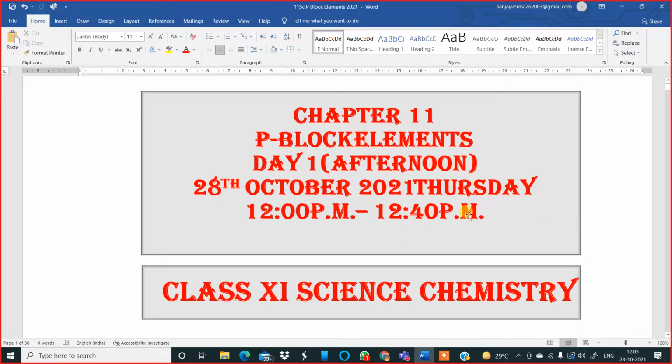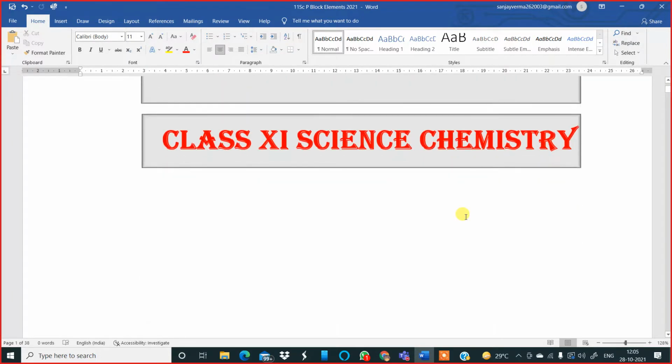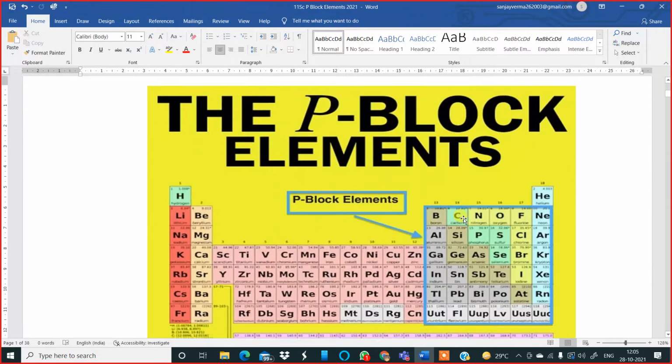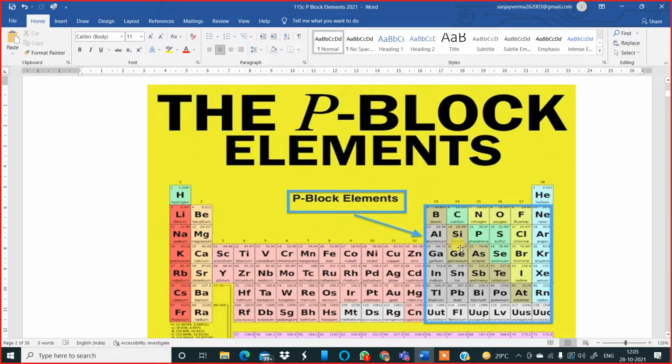Now, what are P block elements? How do you identify the P block elements in the periodic table? For that, have a look at your screen now. If you look at the screen very carefully, you will see that elements belonging to group 13, 14, 15, 16, 17 and 18 have been given the name P block elements. Okay, so boron, aluminum, gallium, indium, thallium, and carbon, silicon, germanium, tin, and lead.